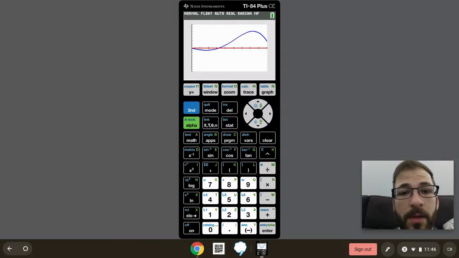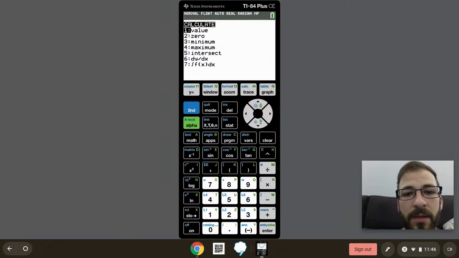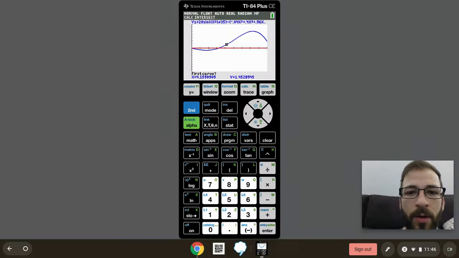There we go. Okay, so we can clearly see there's one right here at the beginning, which is good to know. One of our endpoints is actually a relative max or relative min. And then we have one here in the middle. So second, calculate, option 5, intersect. Then I'm going to arrow on over to that intersection point, hit enter 1, 2, 3 times, and it'll give me that intersection point, 3.27165.